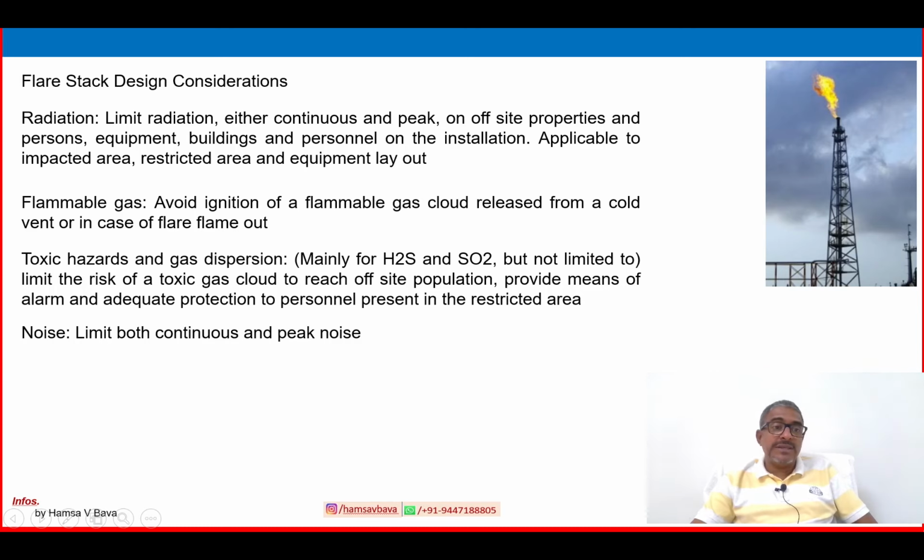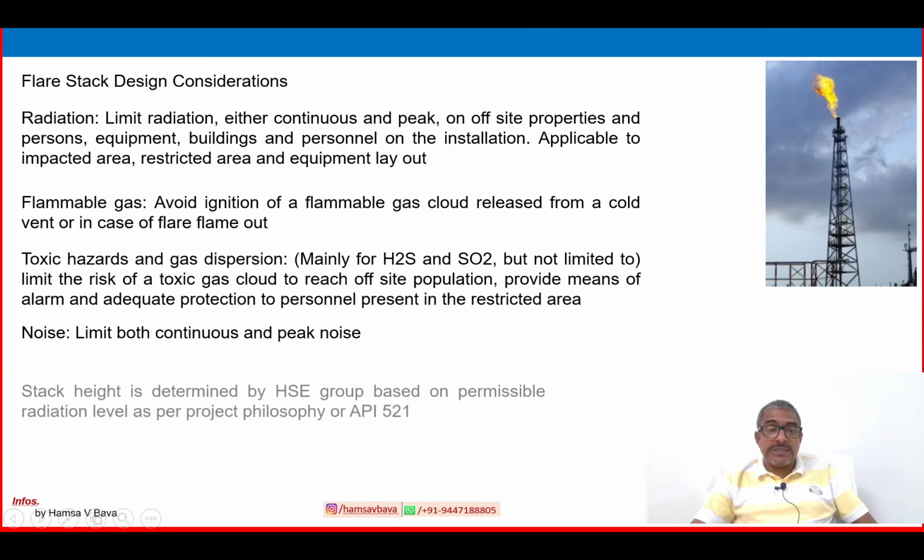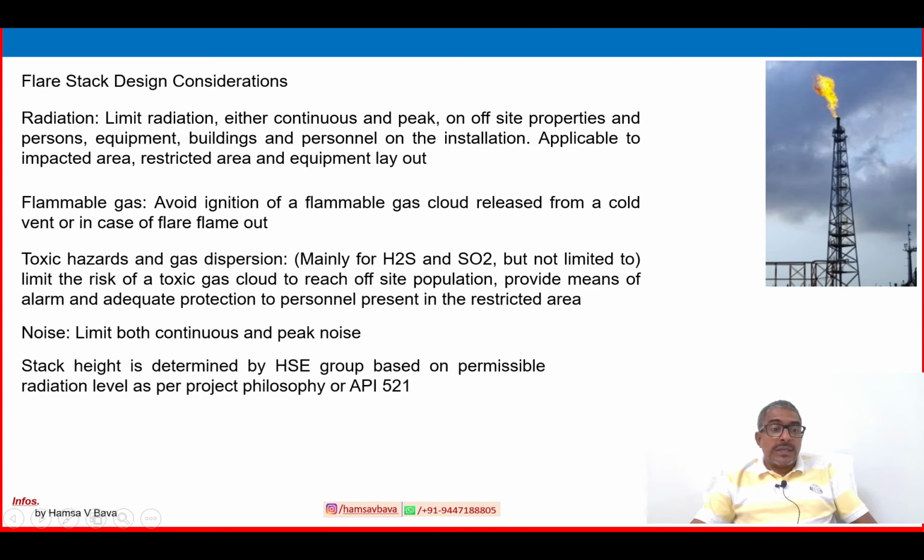Noise: limit both continuous and peak noise. Noise we have to minimize. So radiation, flammable gas escape cloud forming, toxic hazard gas cloud forming, and noise issues: these are issues we have to address in flare design and operation. Stack height is determined by the HSE group based on the permissible radiation level as per the philosophy.